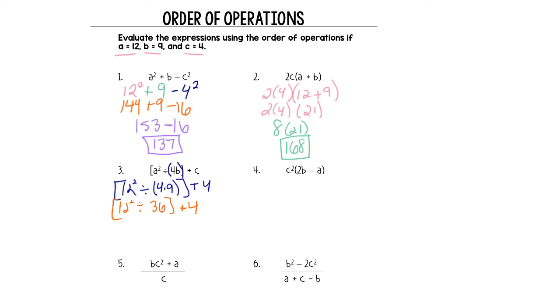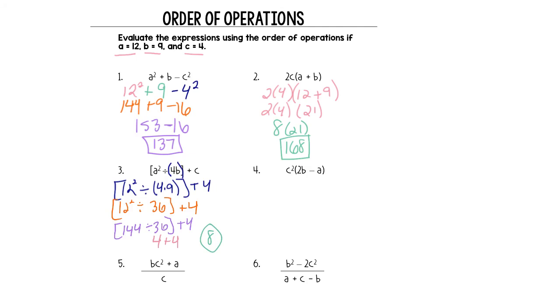Now we do the exponent. 12 squared is 144, divided by 36 plus 4. Still working inside the bracket here. 144 divided by 36 is 4 plus 4. And then our final answer when we add is 8.